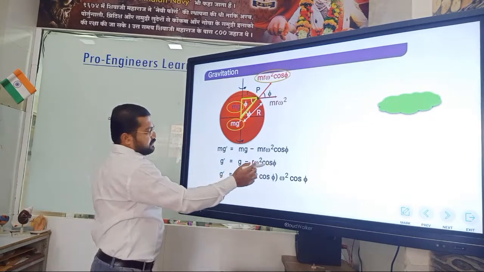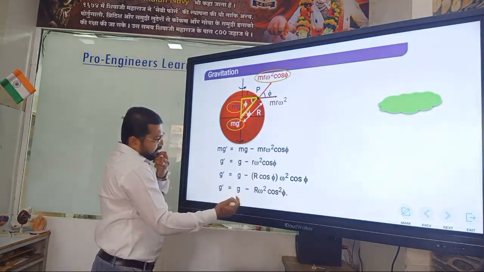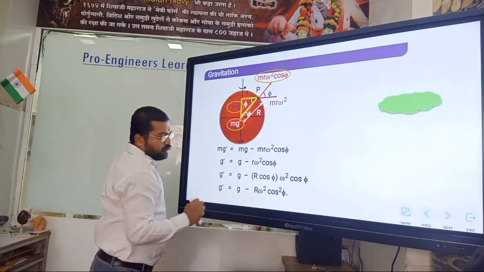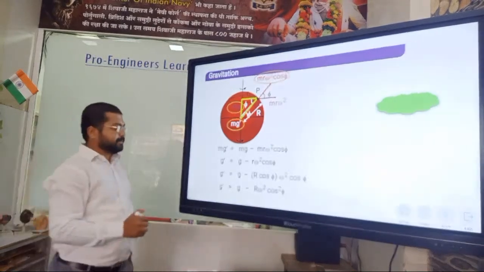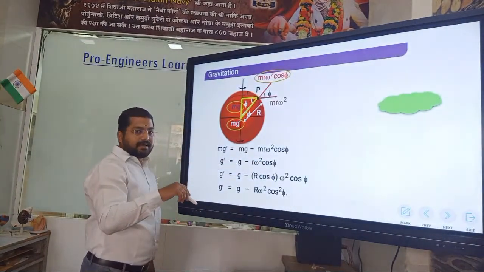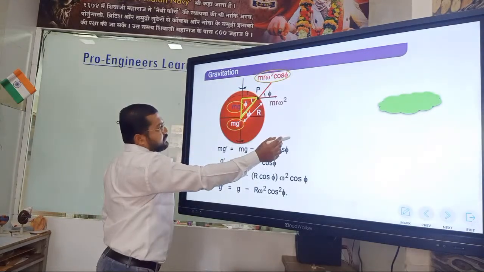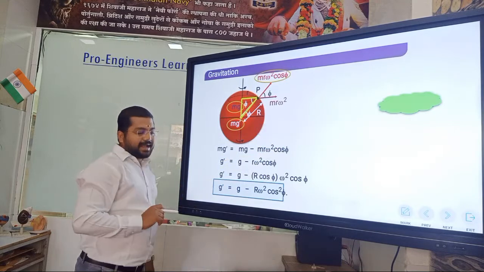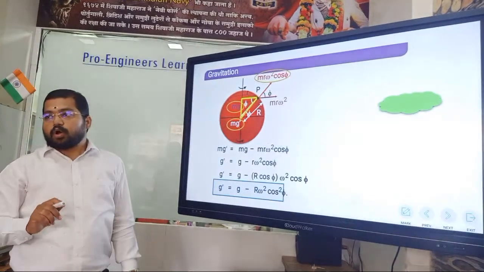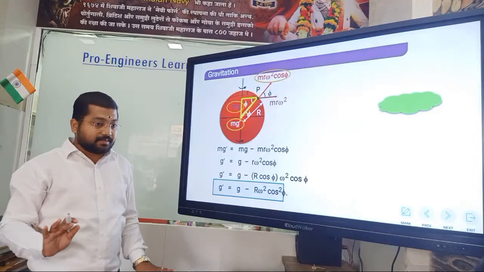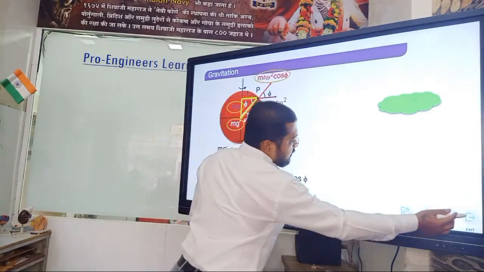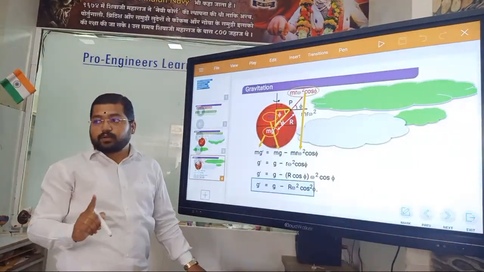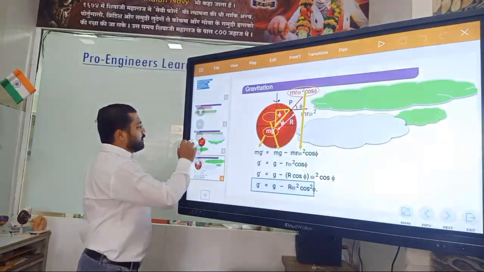And next, here r omega square cos square phi. You can write this derivation afterward considering this triangle. So g dash is nothing but g minus r omega square cos square phi. Keep this in mind because we have to utilize this while solving the numericals. So this is the end of module 14. Now we will go for module 15.